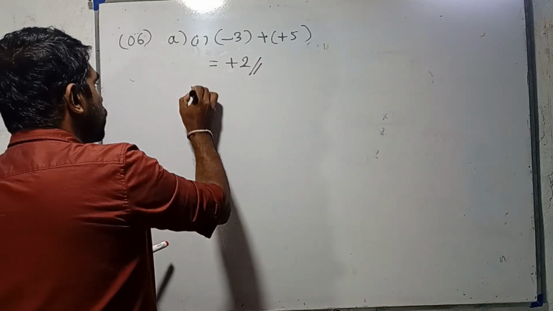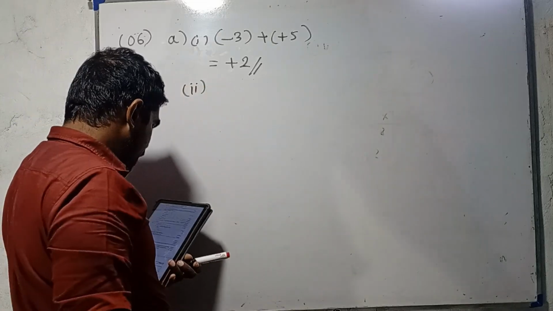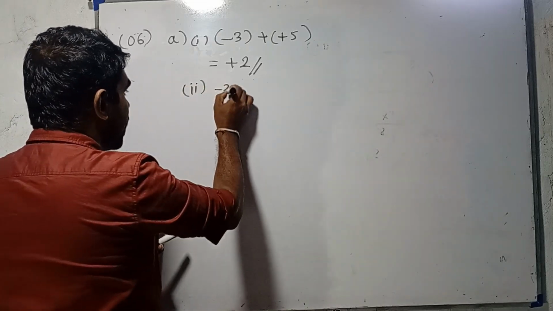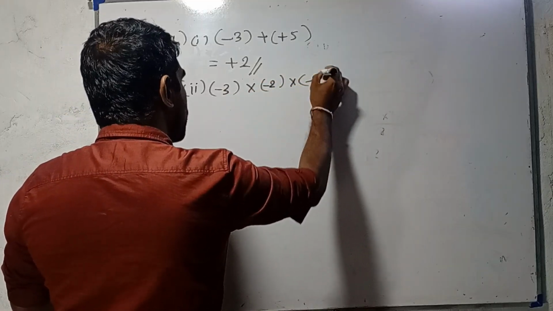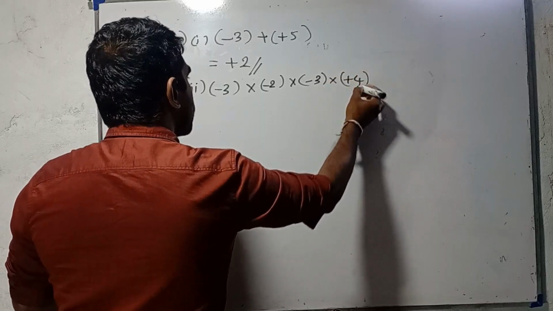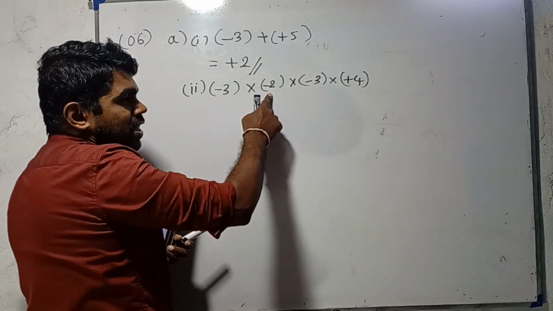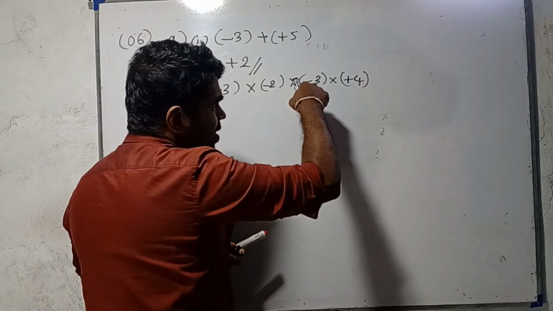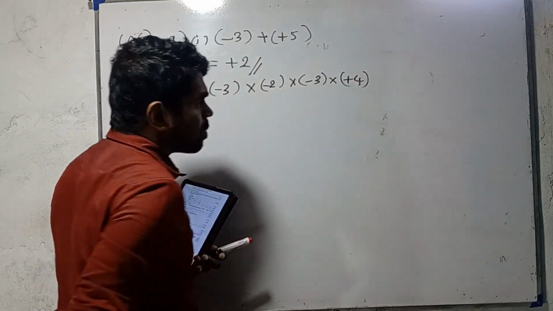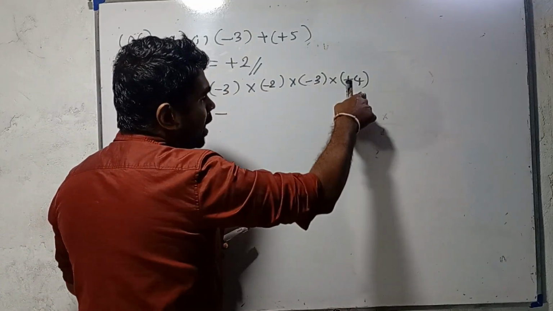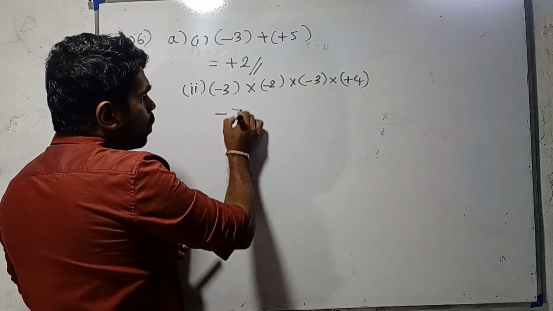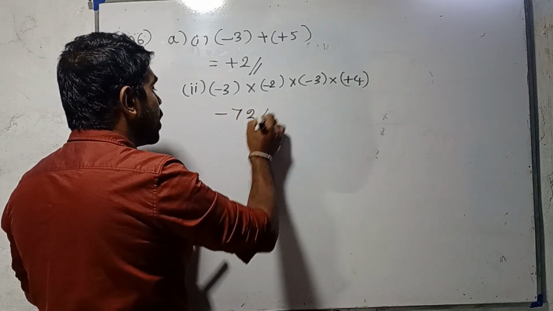Then part 2, find the value. Minus 3 into, minus 2 into, minus 3 into, plus 4. Minus into minus, plus. Plus into minus, minus. Minus into plus, minus. 3 into 2, 6, 6 into 3, 18, 18 into 4, 72.